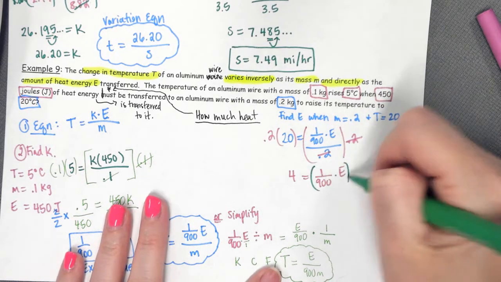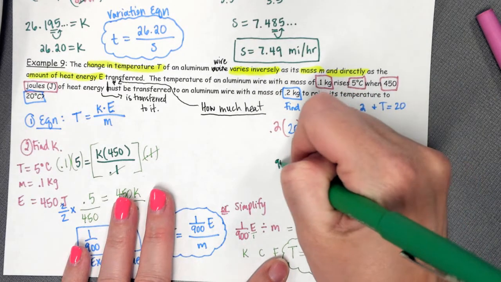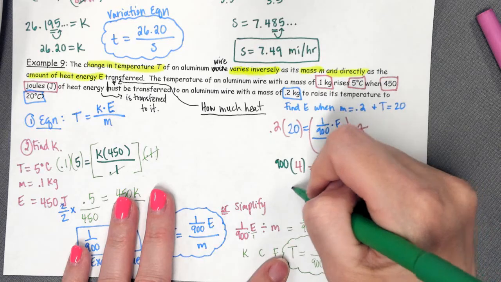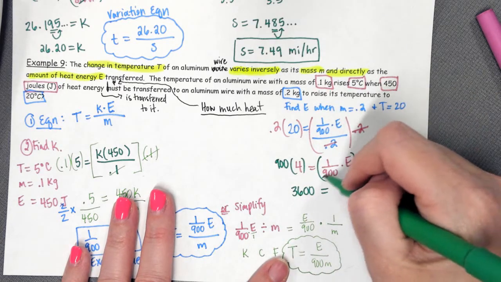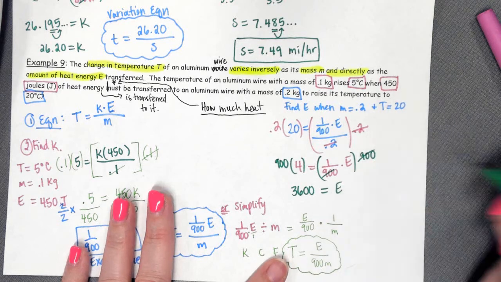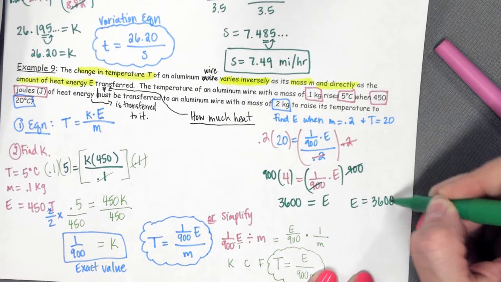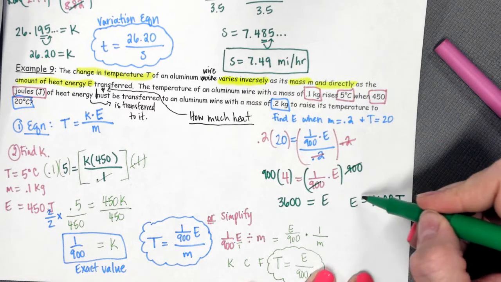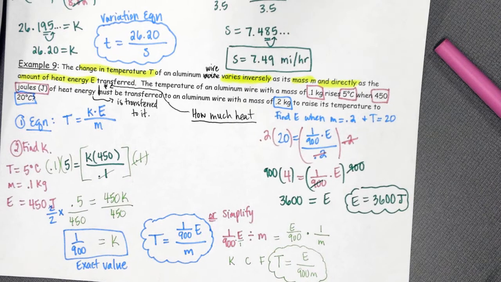And we can do things like 4 times 900 without our calculator, right? 4 times 9 is 36, and you just add your 2 zeros on. Okay, and then your last step is just to write it with your units. So this is going to be in joules. That is your heat energy.